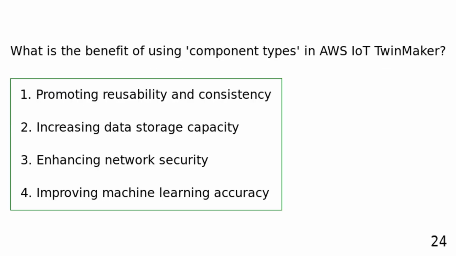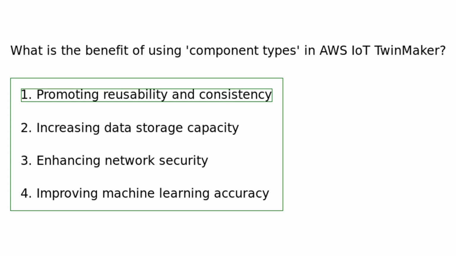What is the benefit of using component types in AWS IoT TwinMaker? Promoting reusability and consistency. Increasing data storage capacity. Enhancing network security. Improving machine learning accuracy. Using component types in AWS IoT TwinMaker promotes reusability and consistency by allowing developers to define common properties and behaviors that can be shared across multiple entities.